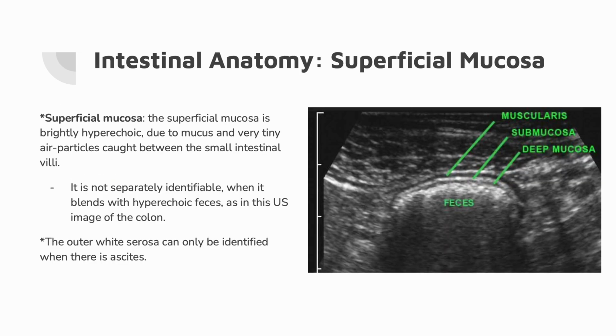The first layer, the superficial mucosa, which we'll talk about, is brightly hyperechoic on ultrasound. This is usually due to mucus or tiny air particles that can be seen throughout the small intestinal villi. It's not separately identifiable. However, with feces, when it's blending, it can be seen as hyperechoic, as you can see in the image depicted to the right. And then the outer white serosa can only be identified when there is ascites. When there's no ascites, you will not see this.